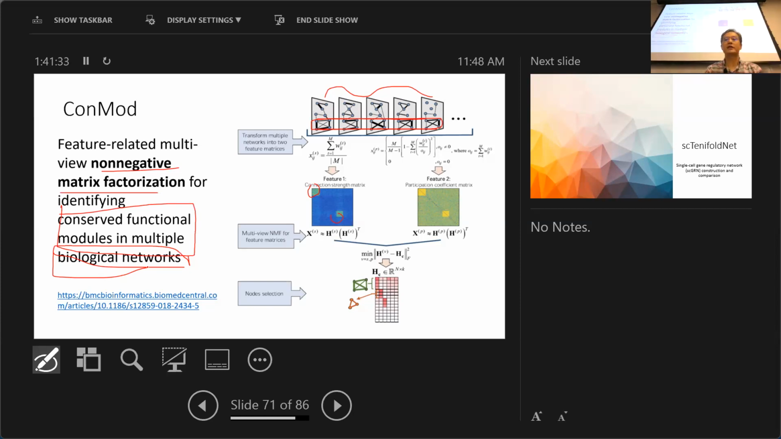Okay, so any other questions? So multi-layer networks, we don't have any good solution yet. Shrey is working on that, so sometime maybe later he can find some good solutions for modeling.